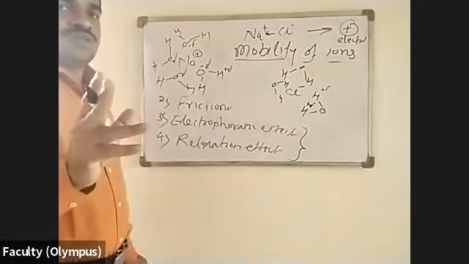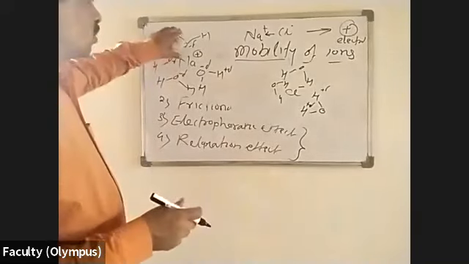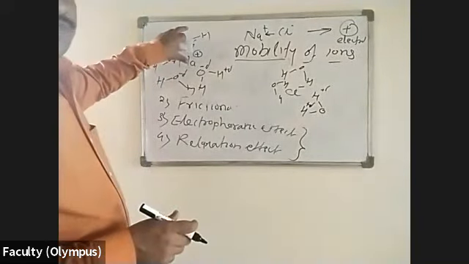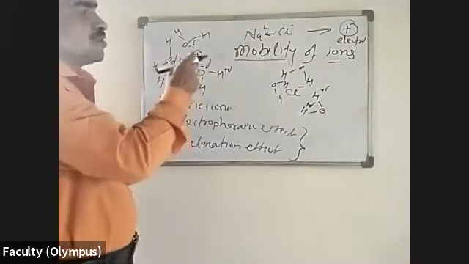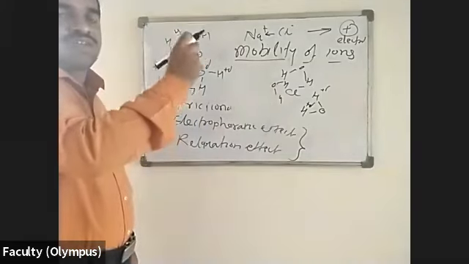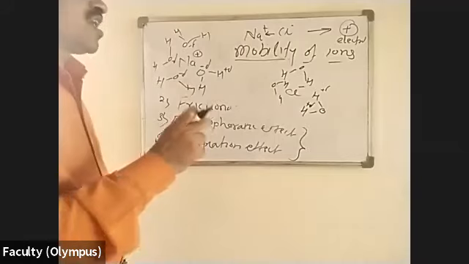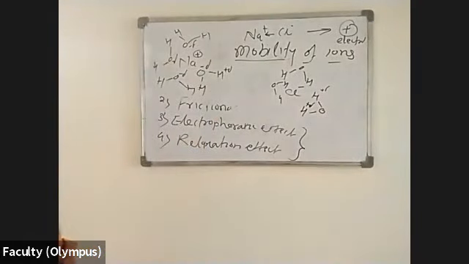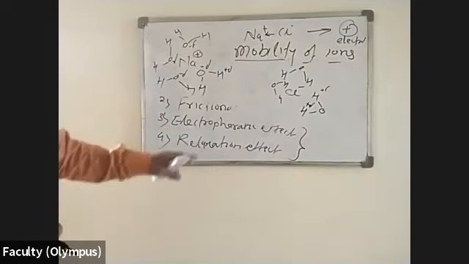This is one. And another one is, these become bulky, their size becomes greater, larger. And the larger sized ions have less mobility. Larger size ions have less mobility. So this is the electrophoretic effect.